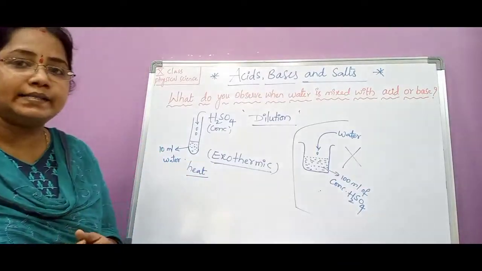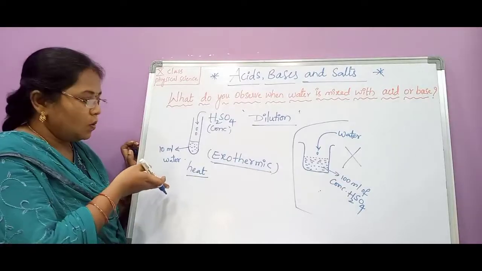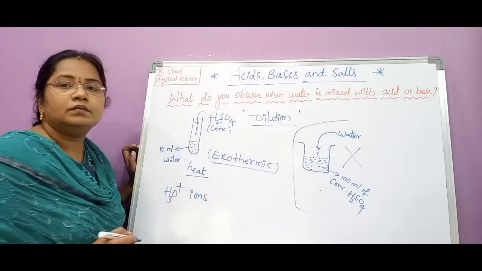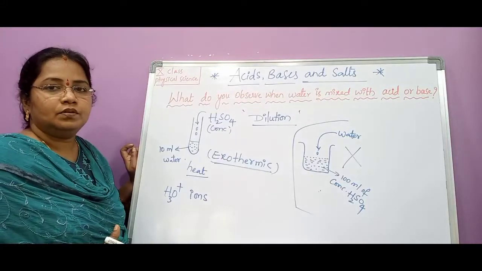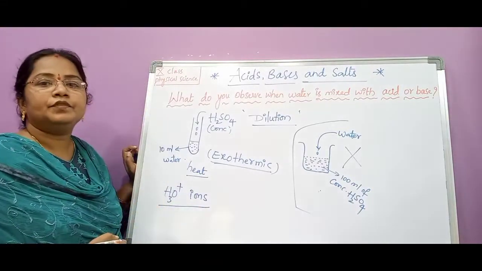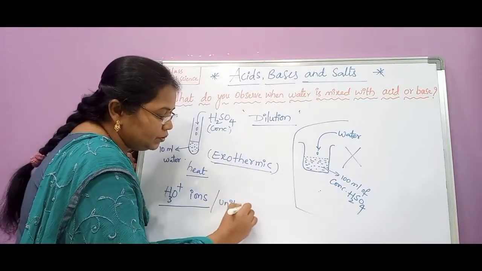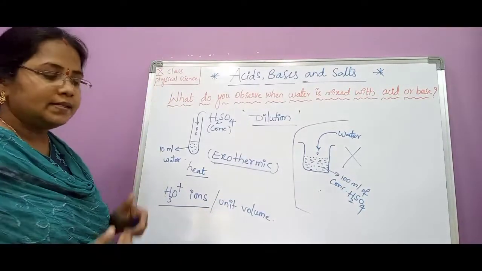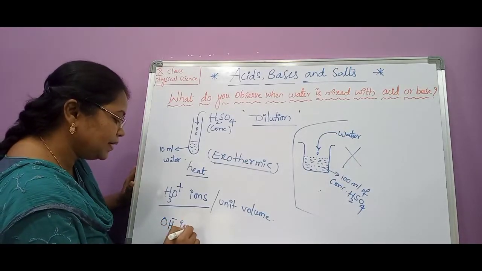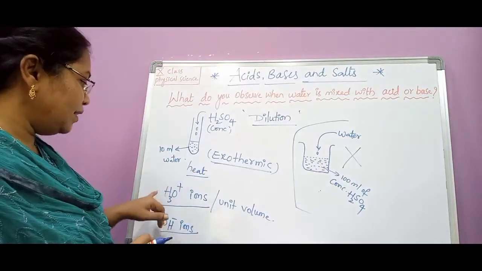What is going to happen when we dilute the acid? Here dilution means we are mixing it with water. Due to this dilution, the number of H3O+ ions decreases. An acid releases H3O+ ions in its solution, which makes it acidic. So when we dilute the acid by mixing it with water, the number of H3O+ ions per unit volume decreases. That means its acidity decreases. If you dilute a base, the number of OH- ions per unit volume also decreases. So dilution is a process in which the number of ions per unit volume decreases.